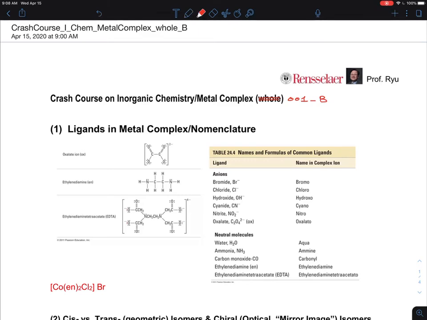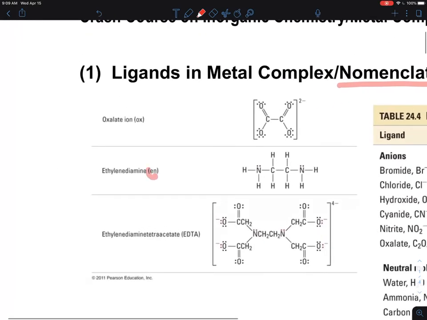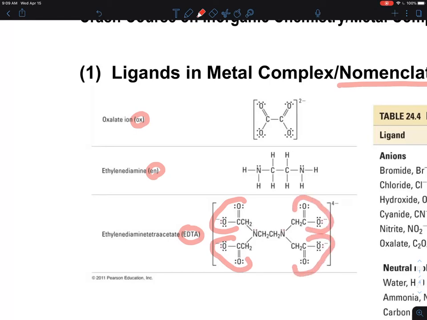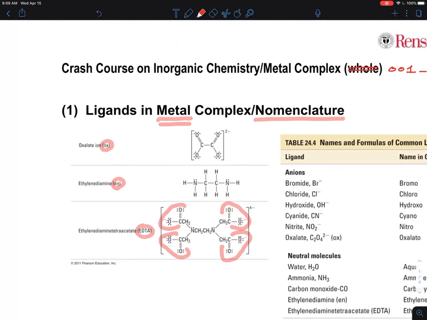The nomenclature is very important. Make sure that when you see en, it means ethylene diamine, and ox means oxalate. EDTA is something whose full name I don't know unless I look it up. The ligand is the one that has the lone pairs. They are the ones that essentially dock to the central metal atom. In a metal complex, the metal is at the center, usually with a positive charge, and they are looking for lone pairs.